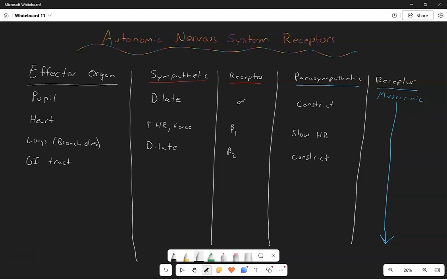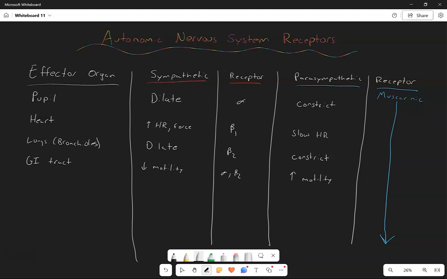Then let's look at the GI tract. Under sympathetic innervation, this is going to decrease gut motility. We don't want the gut moving around. We need to be able to run away from that crazy clown. So this is going to be some alpha receptors and beta 2 receptors. The parasympathetic is going to increase our motility. Rest and digest, increase motility there.